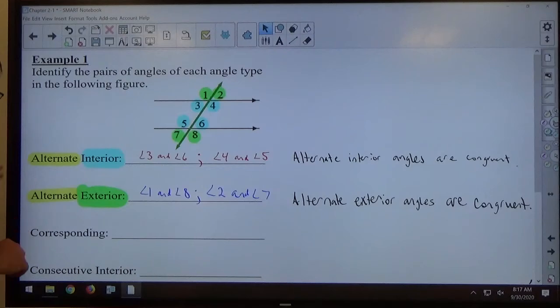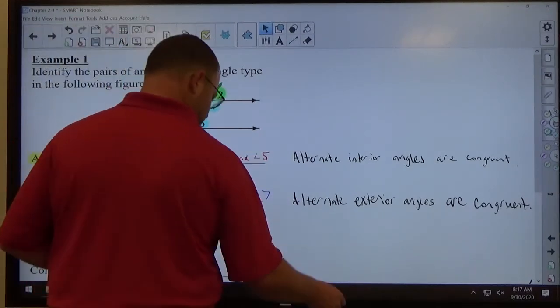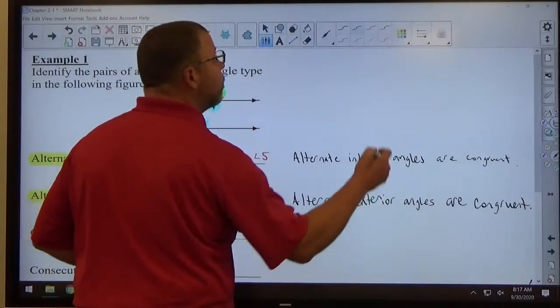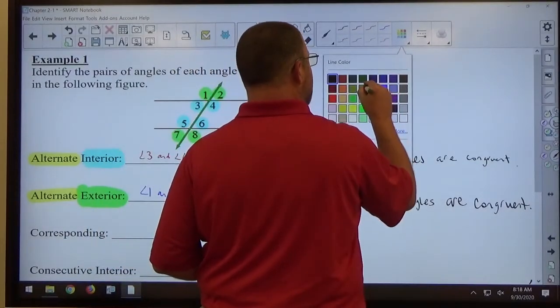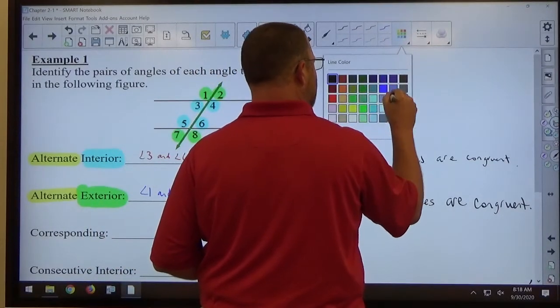All right. The next word we have is corresponding. And the best way for me to describe corresponding to you, it goes like this. Let's use purple.